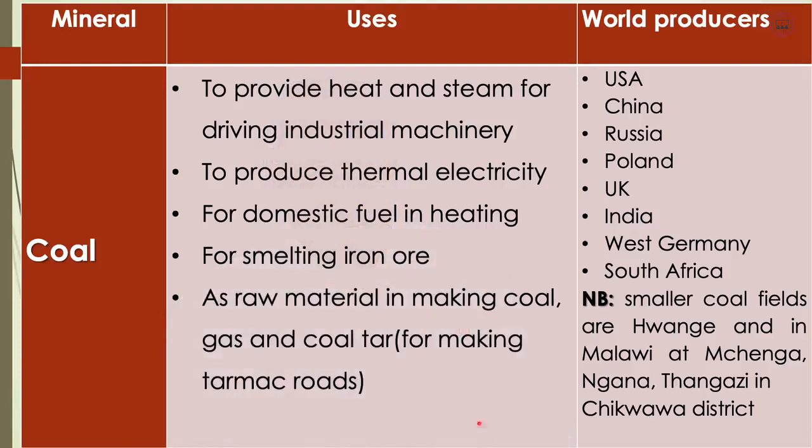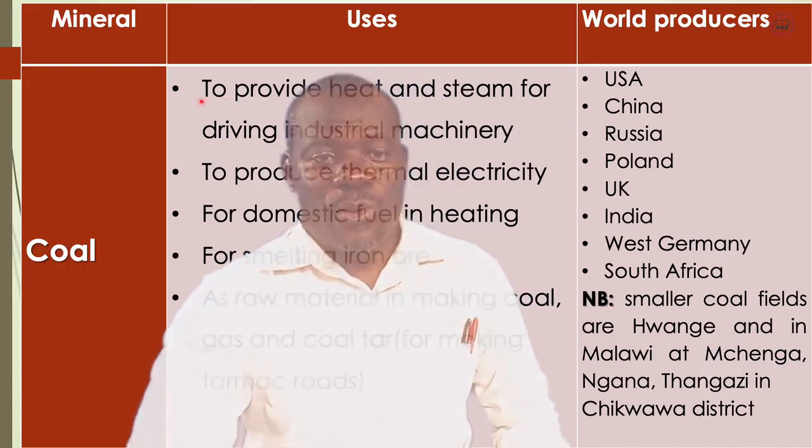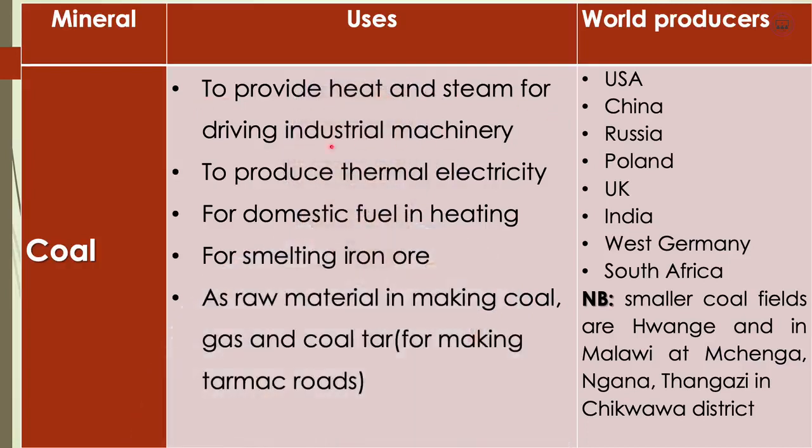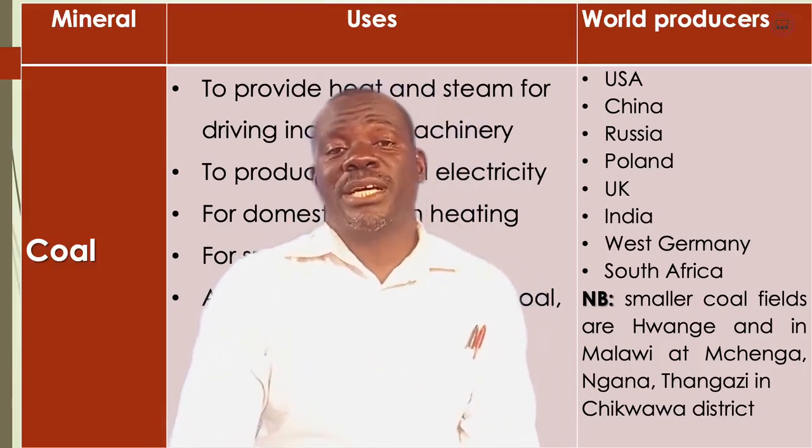Another mineral is coal. Coal is another mineral that is also there in the world. So what is the use of this mineral, coal? To provide heat and steam for driving industrial machinery, to produce thermal electricity, for domestic fuel in heating, for smelting iron ore, as raw material in making coal gas, and coal tar for making tarmac. So you can see another mineral which is very important is coal.